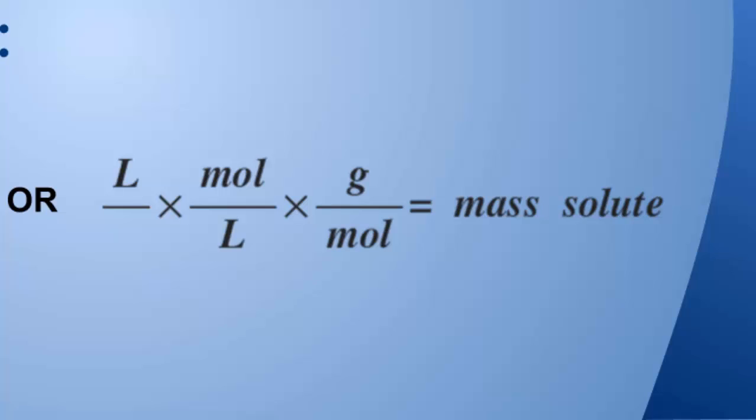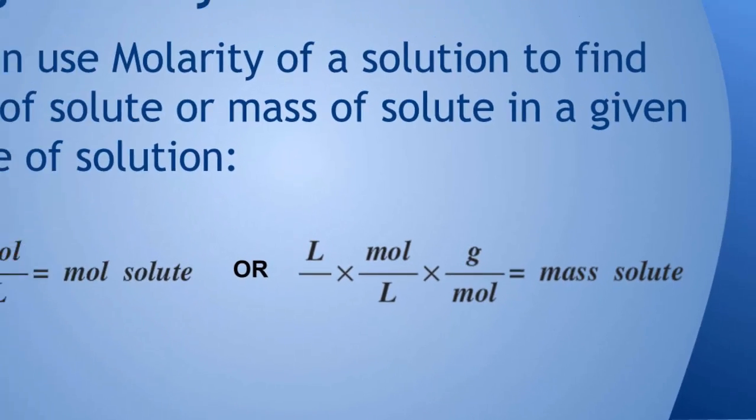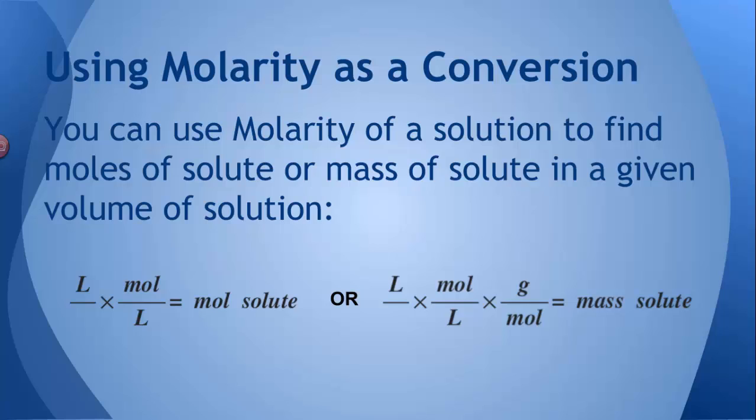The other one is, if I want the mass of solute, it's going to be volume, liters, times molarity, moles over liters, times molar mass of the solute, grams over moles. And so you'll see liters will cancel and moles will cancel, and I'll be left with grams of solute. So these are 2 very, very useful versions of the same formula that we use all the time. Volume times molarity gives you the moles of solute. Volume times molarity times molar mass gives you the mass of solute. Remember them. We're going to use them a lot.